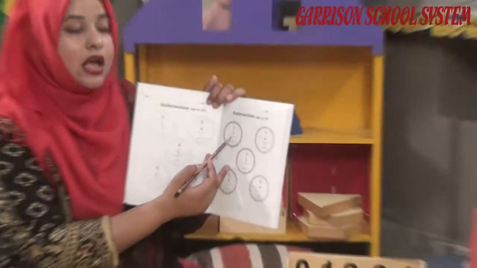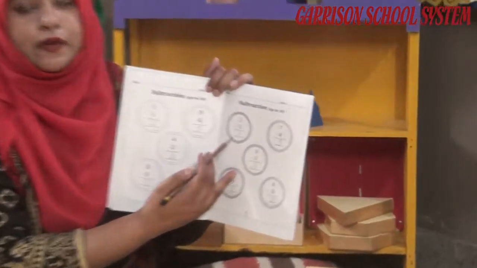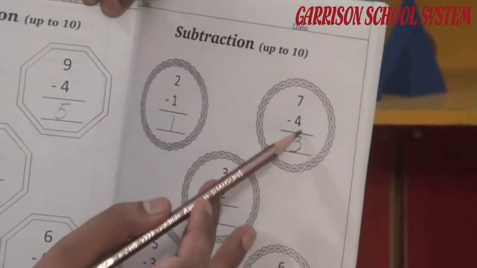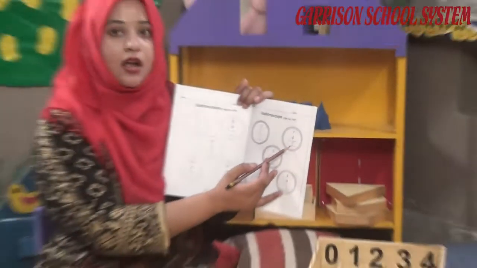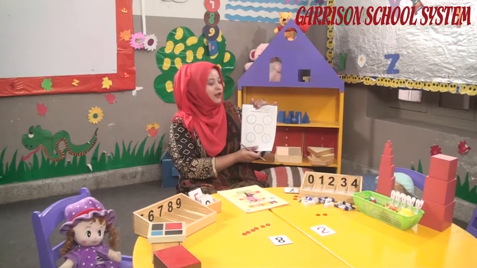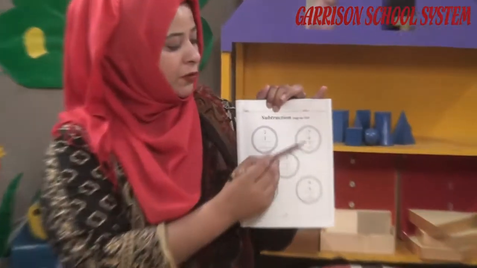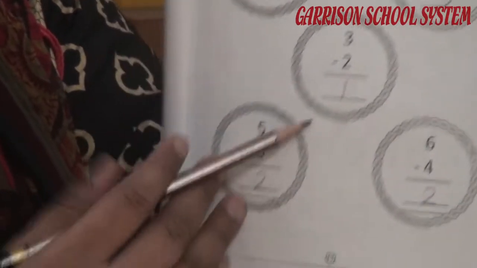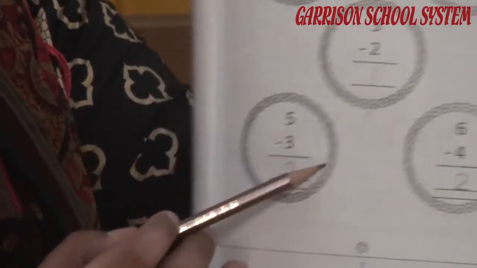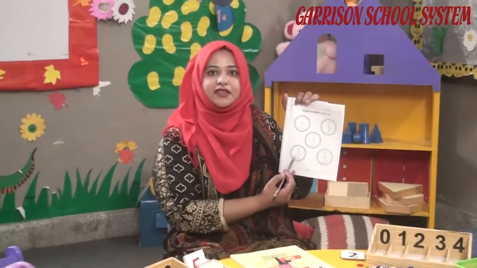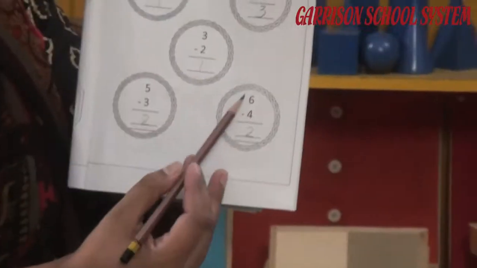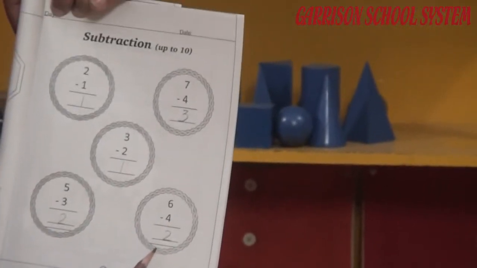Okay? If we take away 1 from the 2, then we will have 1 leftover. And if we have 7 and take away 4 from the 7, we will have 3 leftover. If we take away 2 from the 3, then the leftover will be 1. If we take away 3 from the 5, 2 will be leftover. If we take away 4 from the 6, we will have 2.